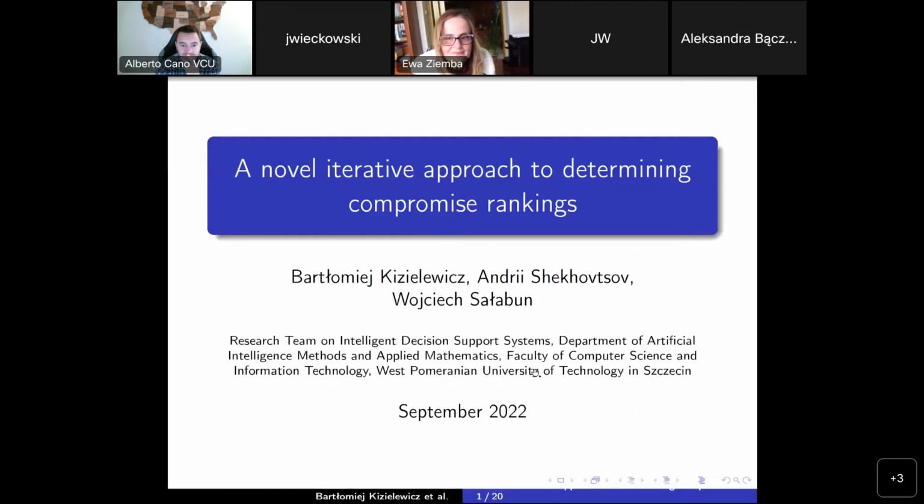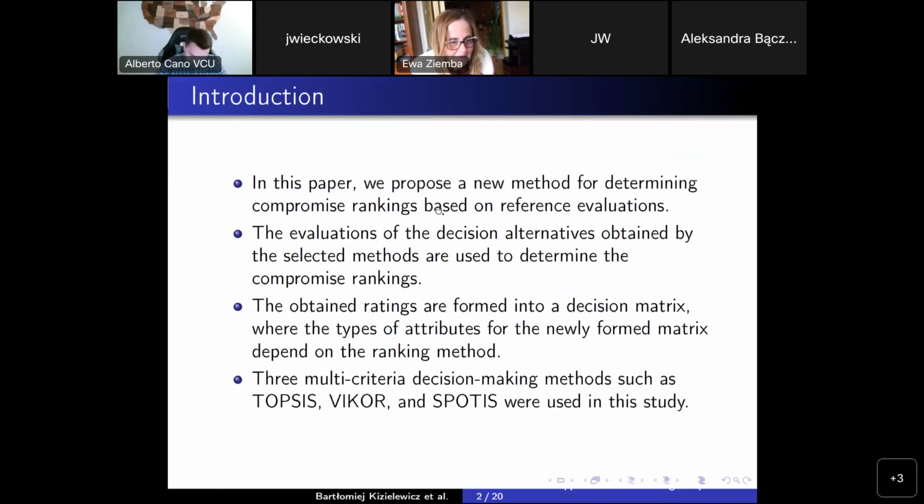So as you know, my name is Jakub, and I will introduce the paper presented by my co-authors with the earlier paper, and they want to present a novel iterative approach to determining compromise rankings. In this paper, my colleagues propose a new method for determining compromise rankings based on reference evaluations, and they use 3 selected MCDA methods to achieve that, namely TOPSIS, VCOR, and SPOTIS methods.